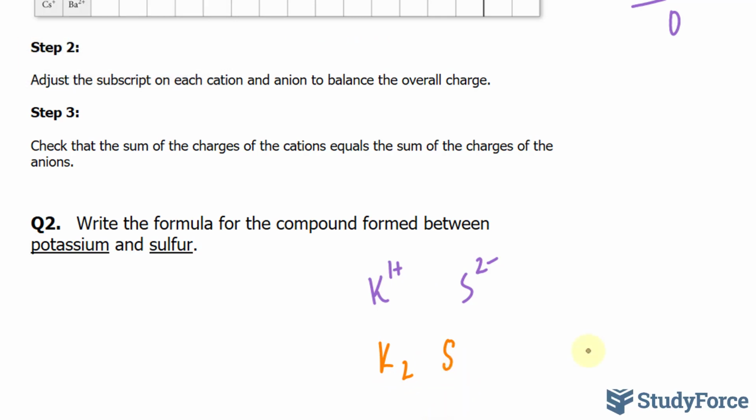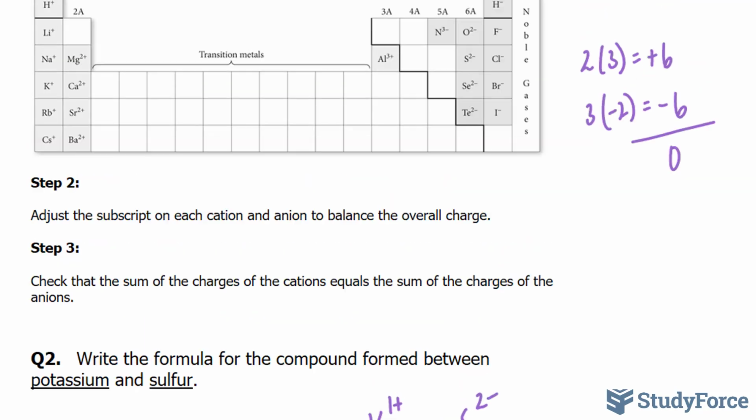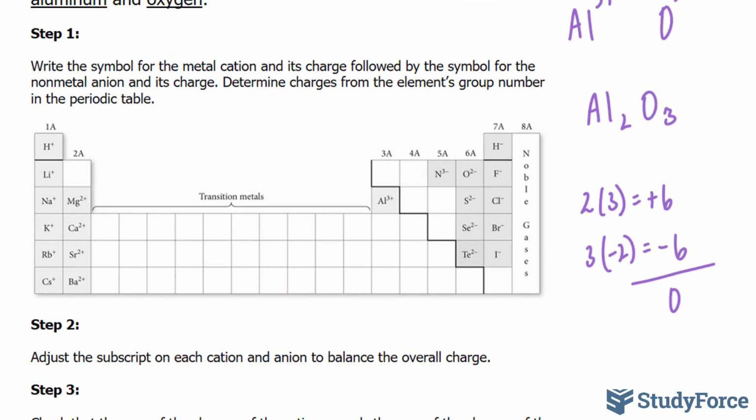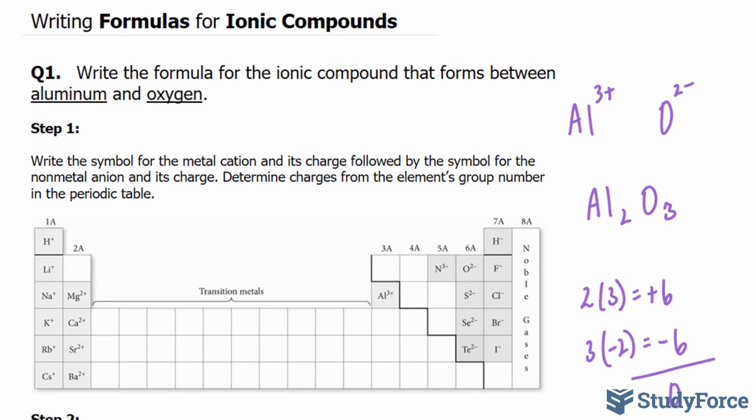The name of this ionic compound is called potassium sulfide, and the name of this one is called aluminum oxide. And there you have it. That is how to write formulas for ionic compounds.